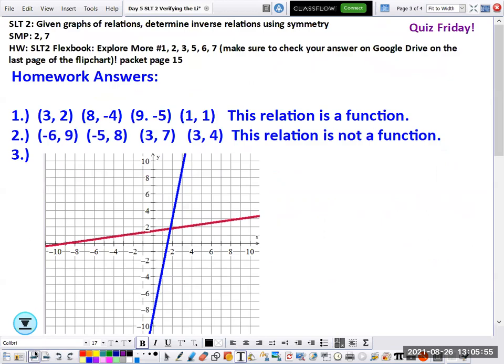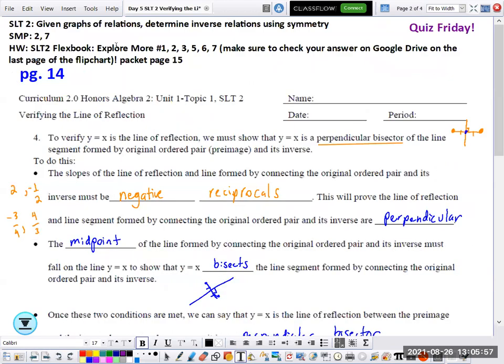Homework tonight, those are the answers. Homework tonight is in your packet. It is on page 15. Please make sure you check your answers on Google Drive, or you can honestly just pause the video to where I just showed you all the answers. As a reminder, we have a quiz on Friday.